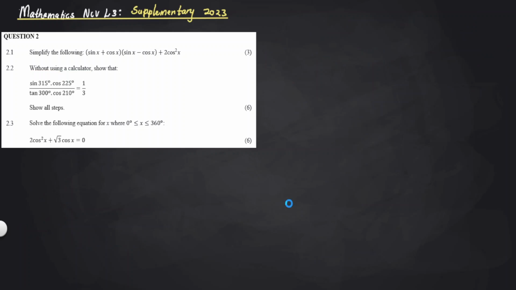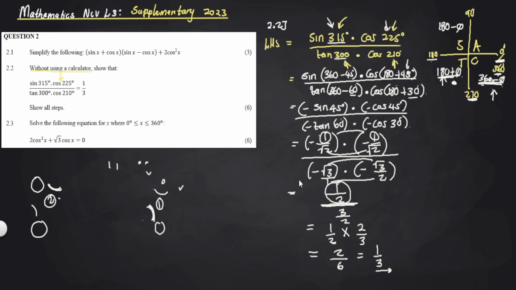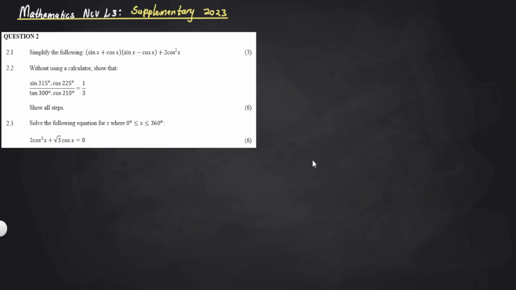2.3. As we special triangles as well. We don't need them. I think we will, but we'll see. Let me erase that again and use this slide. Okay, 2.3.